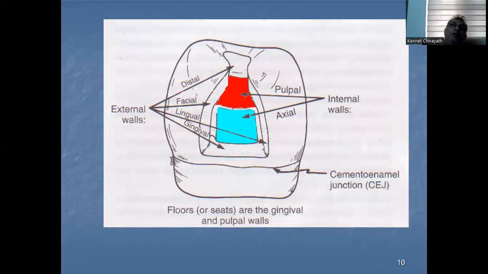So there are two types of internal walls. One is the pulpal floor as well as the axial wall. Rest everything is the external wall. Okay.